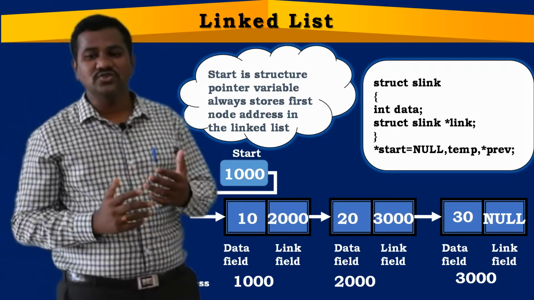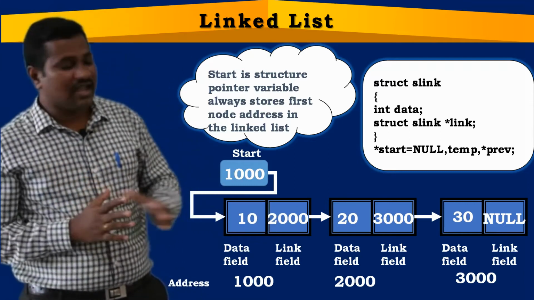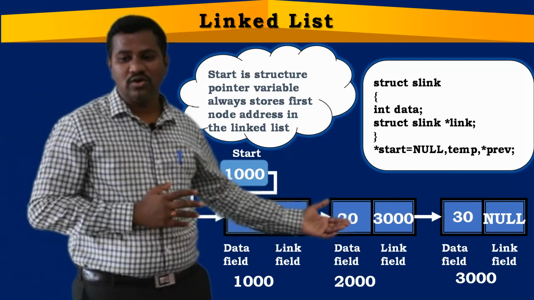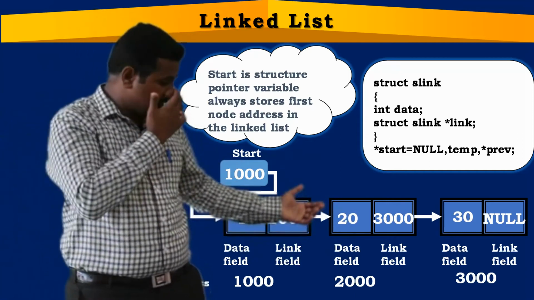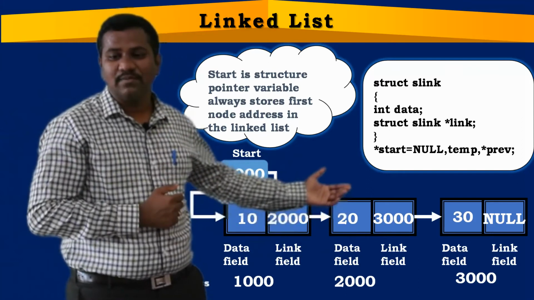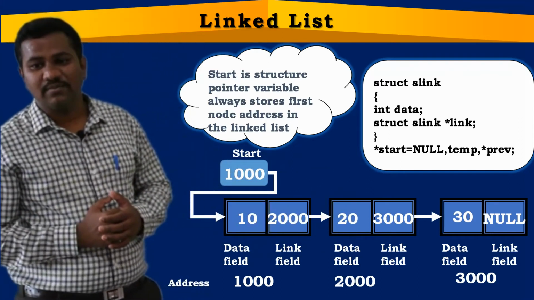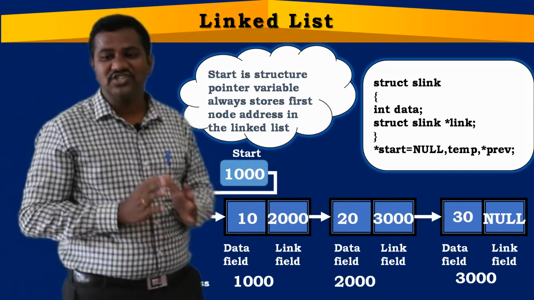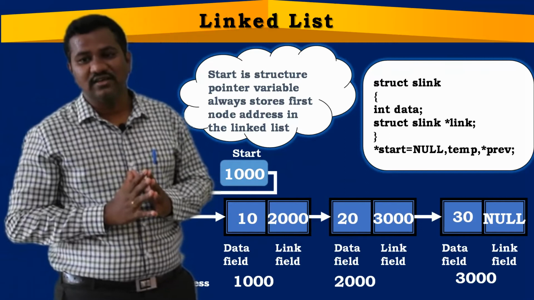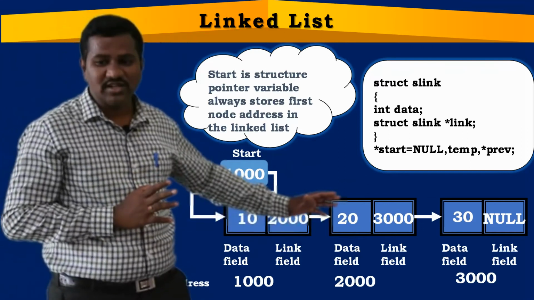Now I would like to create one more node. Again, I am going to take another block of memory with address 2000, and that has been divided into two parts, the data part and link part. In the data part I would like to store 20, and the link part initially is null. Assume that this is the second node.